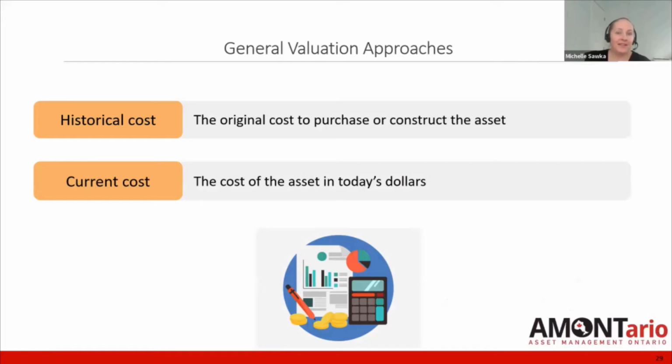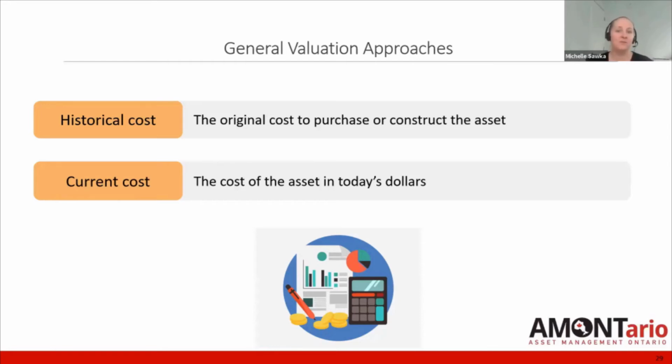All right, so I'm going to take a step back for a moment for all of us who are not accountants here, because there are a couple of basic concepts that are very important for understanding green infrastructure asset value methodologies. So generally, at a very high level, there are two different valuation approaches in municipal accounting.